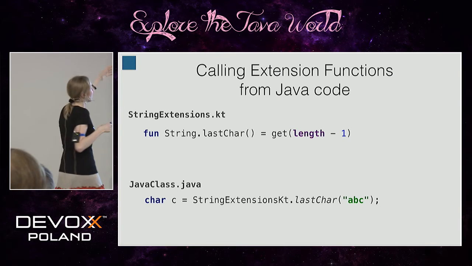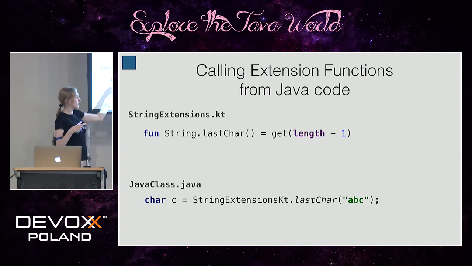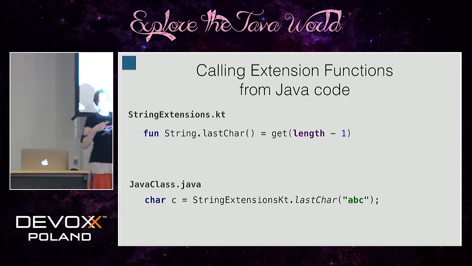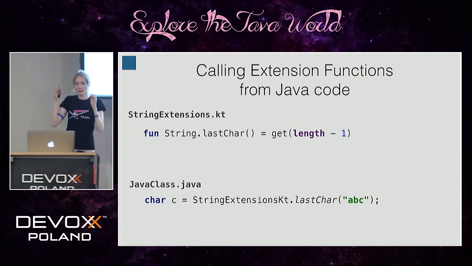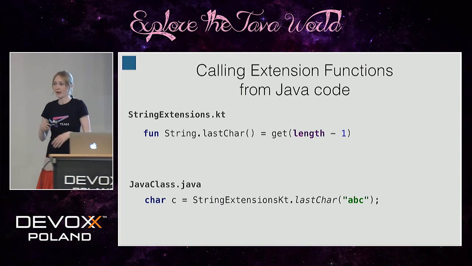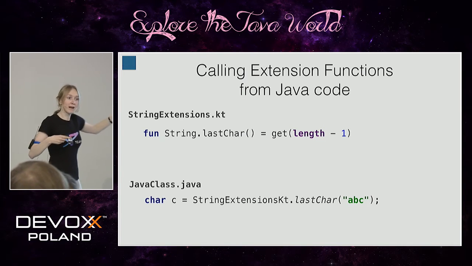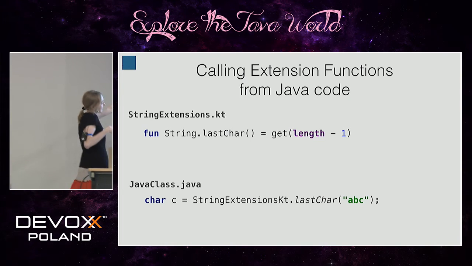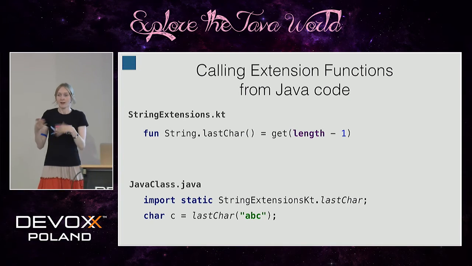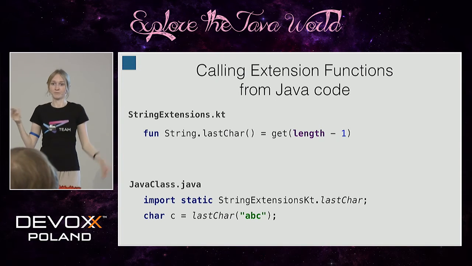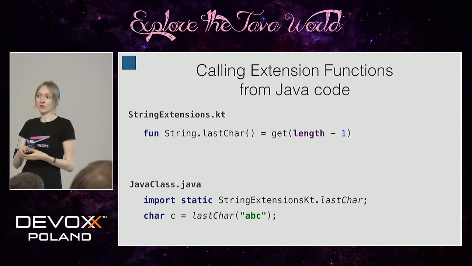If you would declare this lastChar function in Java, you would put it in some special util class and make this function static, taking a string as the first argument. And that's exactly what's happening under the hood. That's why you can call it from Java as it looks like Java. And you can add a static import, and again, it looks like regular Java code. But from Kotlin code, it's more concise, and you can use it as a member.